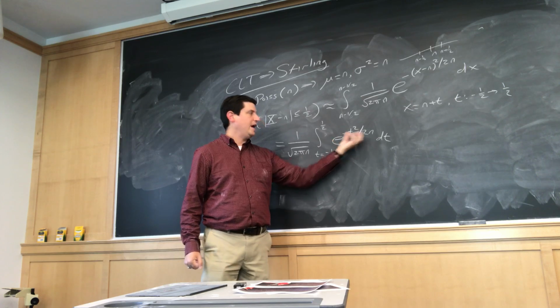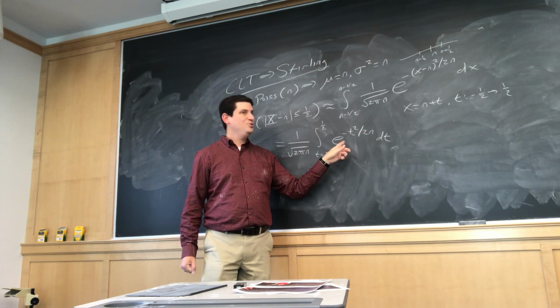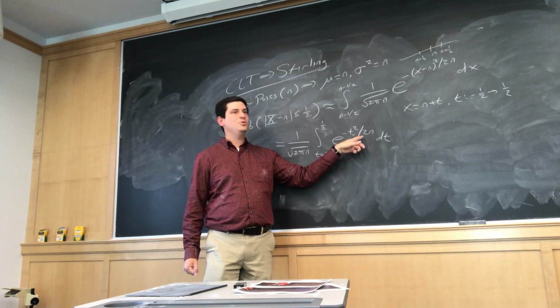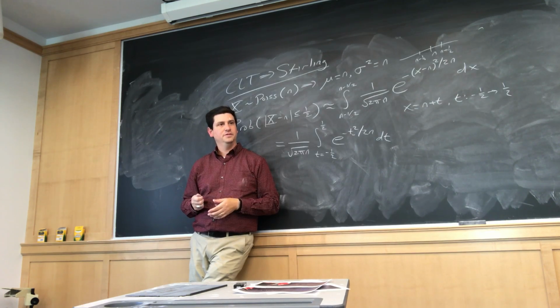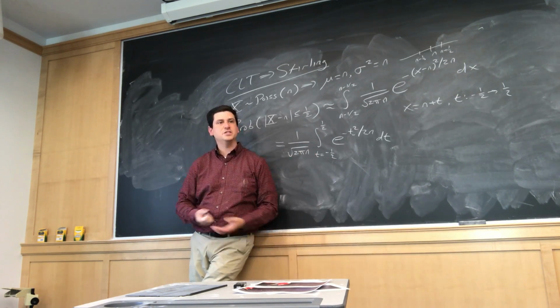If you wanted to, I could actually expand this and integrate it term by term. If I do that, I'll get a 1. Then I'll get a minus t squared over 2n. There's my correction term of size 1 over n. And then the next one would be size 1 over n squared. And you can see the series expansion coming.